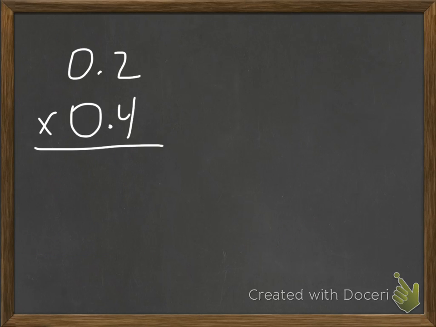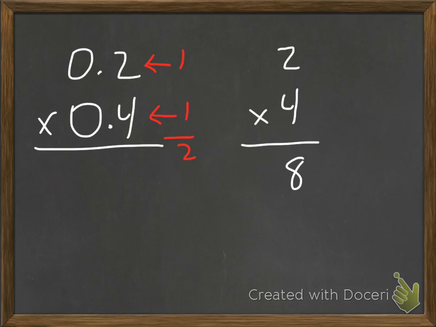Here we have 0.2 times 0.4. Again, take out your numbers, multiply them and get 8. I have one decimal place here and one decimal place here for a total of 2, because we only have one number behind the decimal and one number behind the decimal. So I'm going to move my decimal 2 places to the left, which means I'm going to have to add a 0 and go 1, 2. So my answer is 0.08 or 8 hundredths.